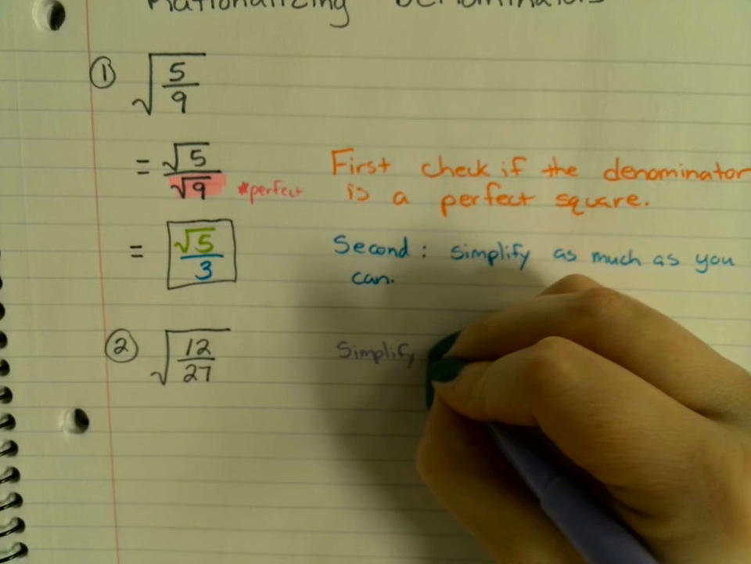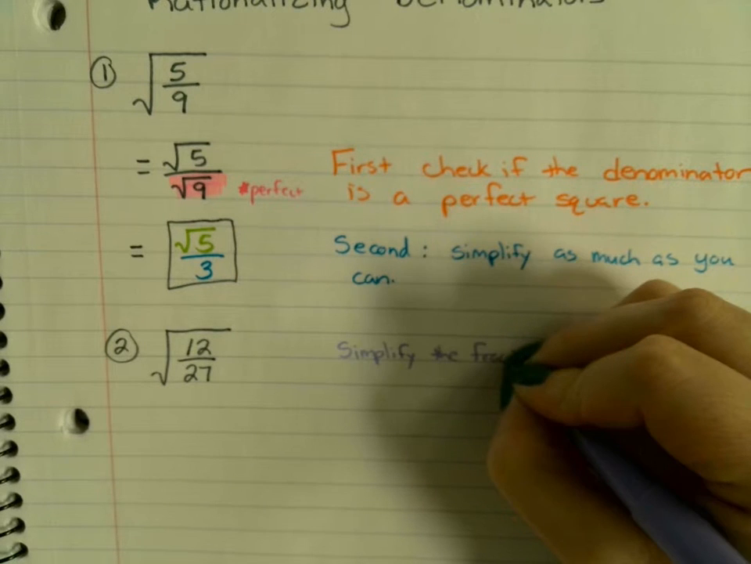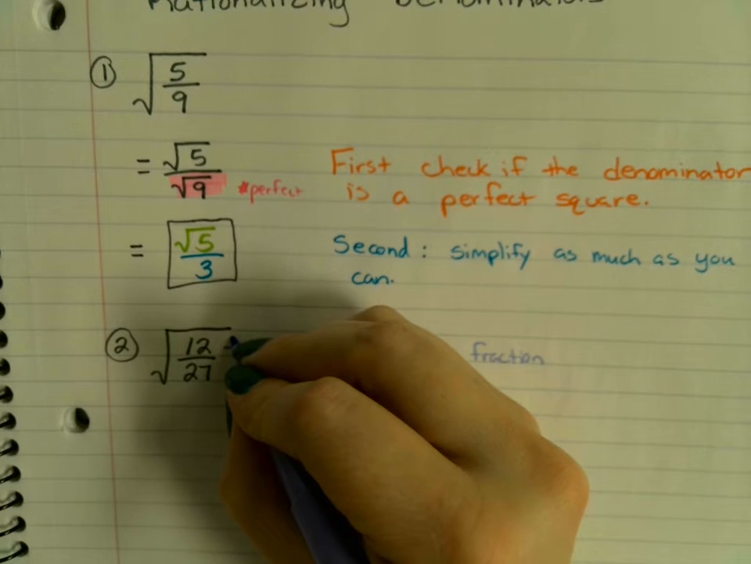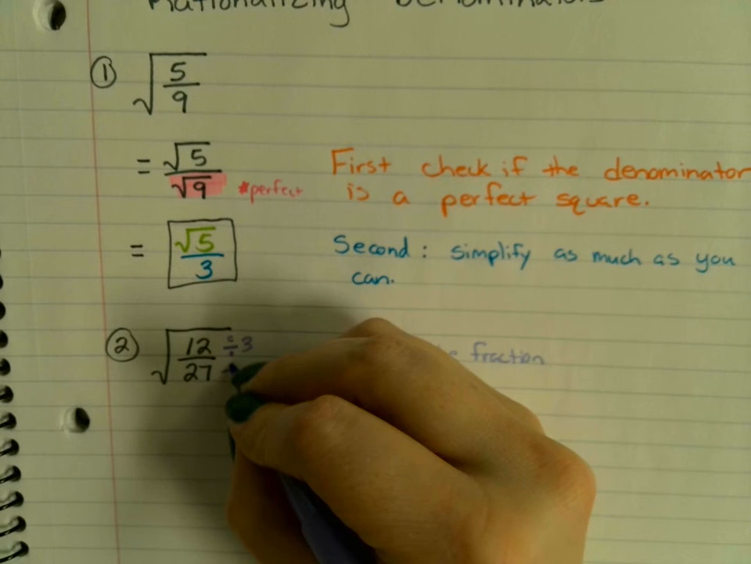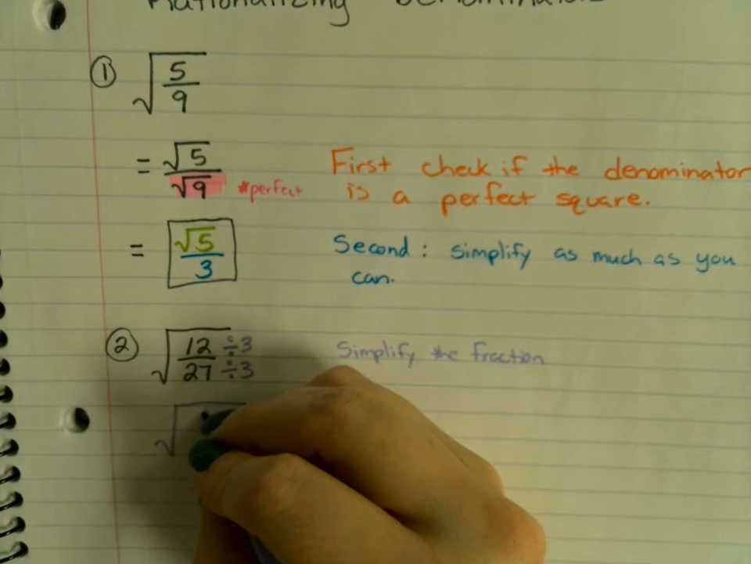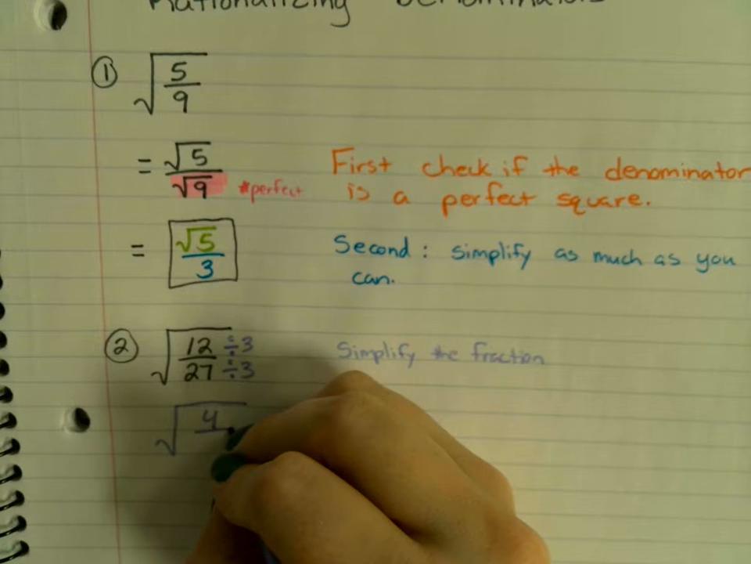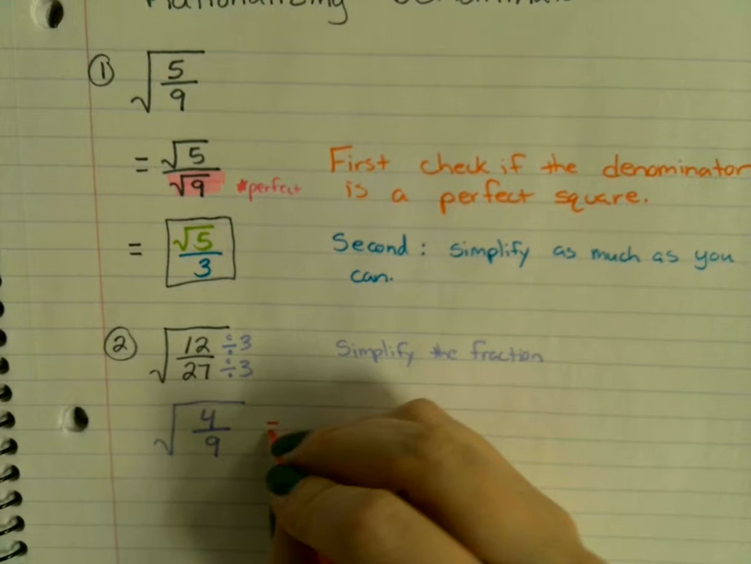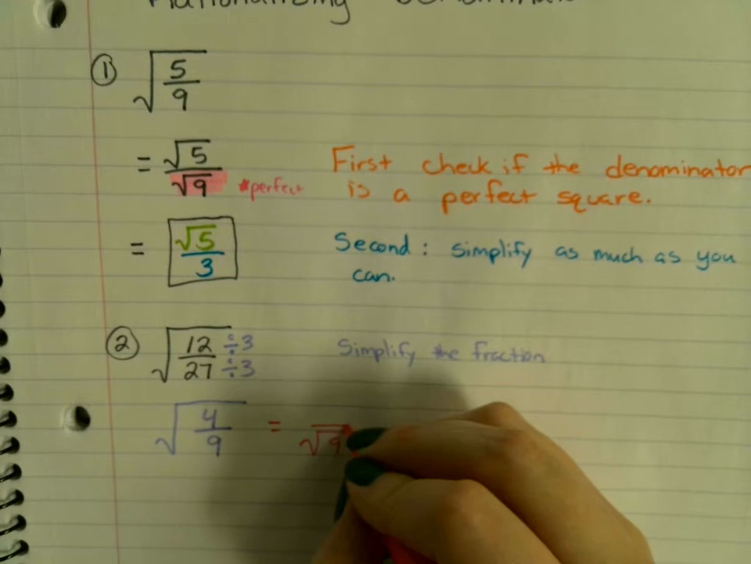So I'm going to simplify the fraction. Not simplify as in simplify radicals, I'm going to simplify the fraction first. They're both divisible by 3. By doing that, I'm now going to get the square root of 4 over 9. Is the square root of 9 a perfect square? Yeah, right? So if I go ahead and just break that apart, that's square root of 9. What about square root of 4? Is that a perfect square?